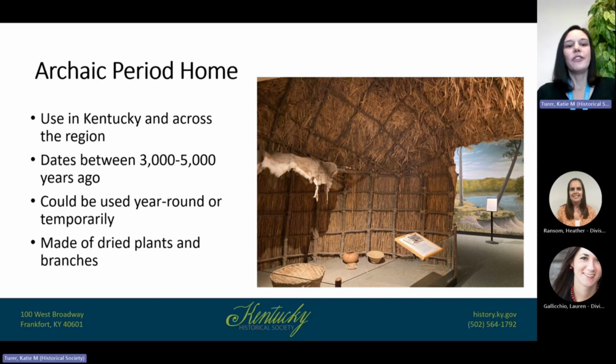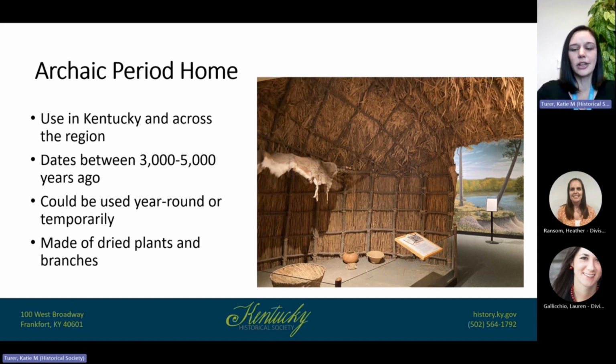So diving in, we've got our archaic period house first. And this is the type of house that Kentucky's early Native people would have lived in, and not just here in Kentucky, but all across the region. You can see it dates back 3,000 to 5,000 years ago, and could have been used year-round or temporarily. And you can see it's made of dried plants. So this is your overall snapshot of what this house looked like.